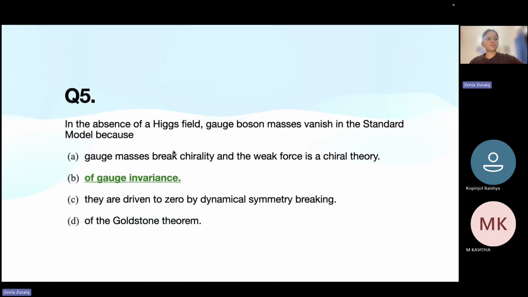The point is that if we have a mass term initially itself, then that breaks gauge invariance. You can't in the beginning itself write a mass term in the Lagrangian. Only if the Higgs mechanism happens and the symmetry breaking happens, then only the gauge bosons get a mass.